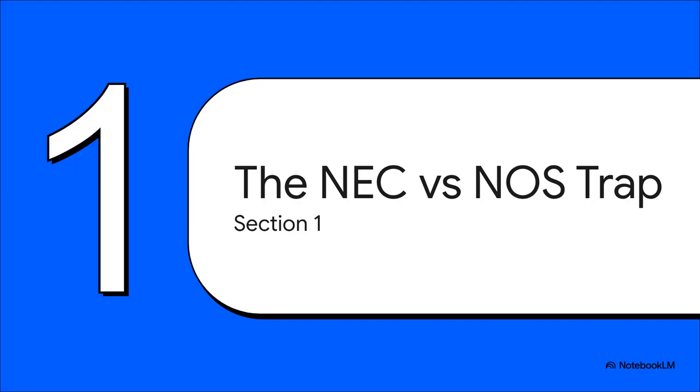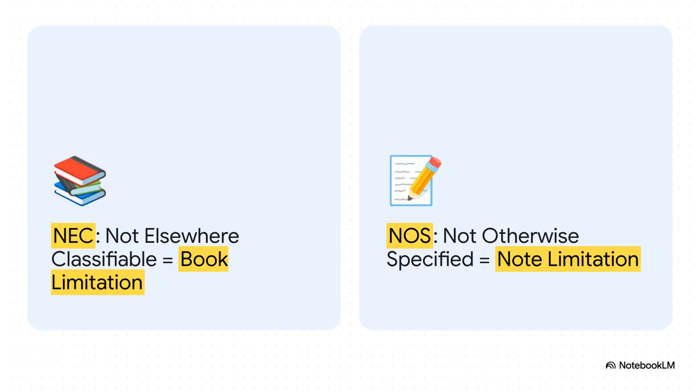All right, Section 1. The NEC versus NOS trap. This first major contrasting pair catches so many aspiring coders completely off guard. So NEC, or Not Elsewhere Classifiable. Think of this as a strict book limitation. Your provider actually gave you brilliant specific details in the documentation, but the codebook itself just lacks a highly specific code for it. Then, on the flip side, we have NOS, Not Otherwise Specified. Now this is a documentation limitation. The book has the specific codes ready to go, but your doctor's note just lacks the detail you need to choose one. Bottom line to remember here, NEC means you have the detail, NOS means you don't.